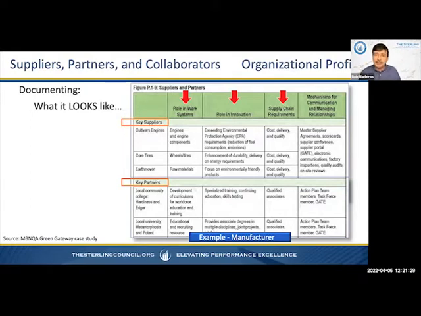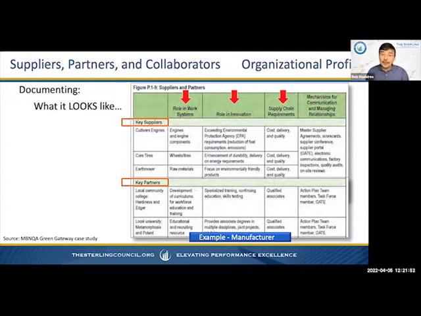And this first is a manufacturing organization. You identify your key, and this is really important, key suppliers. In my last life, I had a small manufacturing organization. I had 102 suppliers on my approved suppliers list. I'm not going to list all 102. Who are your key suppliers? And then separately, who are your key partners?